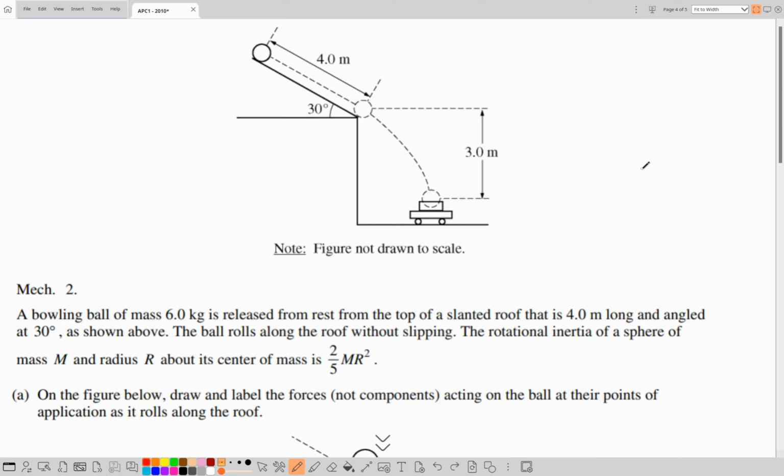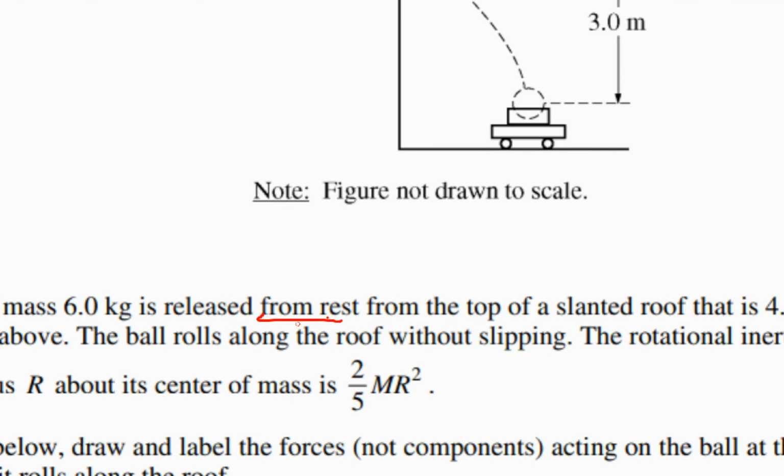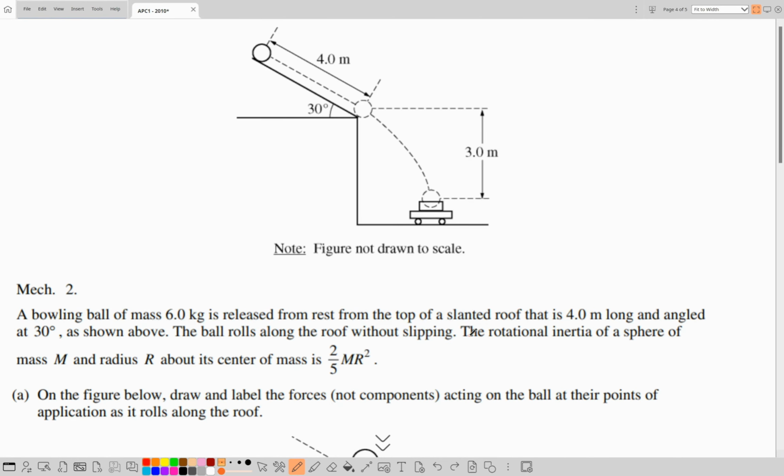Hello AP C Mechanics students, today we'll solve the past paper FRQ 2010 exercise 2. A bowling ball of mass 6.0 kg is released from rest, so initially we don't have any kinetic energy, from the top of a slanted roof that is 4 meters long and angled at 30 degrees, as shown above.